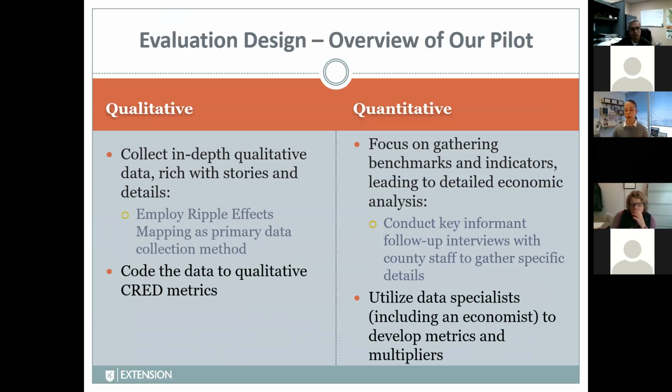And then once we're able to do that, we're using a data specialist, including an economist, to develop metrics and multipliers. I will be the first person in line to say that I am not an economist. I don't even play one on TV. So when it comes to economies and all of that stuff, the stuff that Sreedhar does and does really well, that's not me. So I've been happy to work with some great people so far, and Sreedhar has actually offered to assist moving forward in the future, so I'll be taking him up on that.